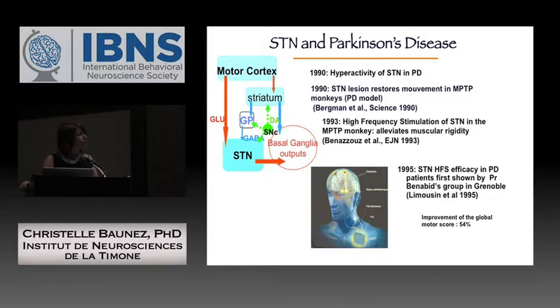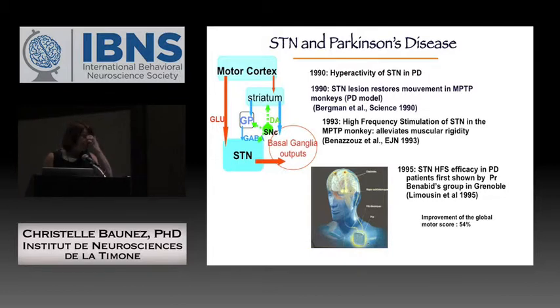And in '93, Ahmed Benazouz in Bordeaux, in France, showed that high-frequency stimulation of the subthalamic nucleus could actually alleviate muscular rigidity in Parkinsonian monkeys. And it's only in '95 that the first paper reporting high-frequency stimulation of the subthalamic nucleus in Parkinsonian patients was published by a French group of Professor Benabid in Grenoble. And since then, this therapeutic approach has spread all over the world, and you are probably all aware of that successful treatment for Parkinson's disease.